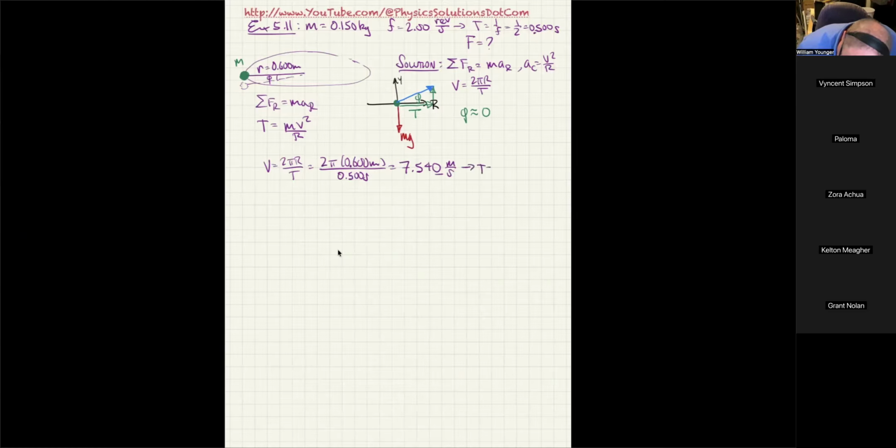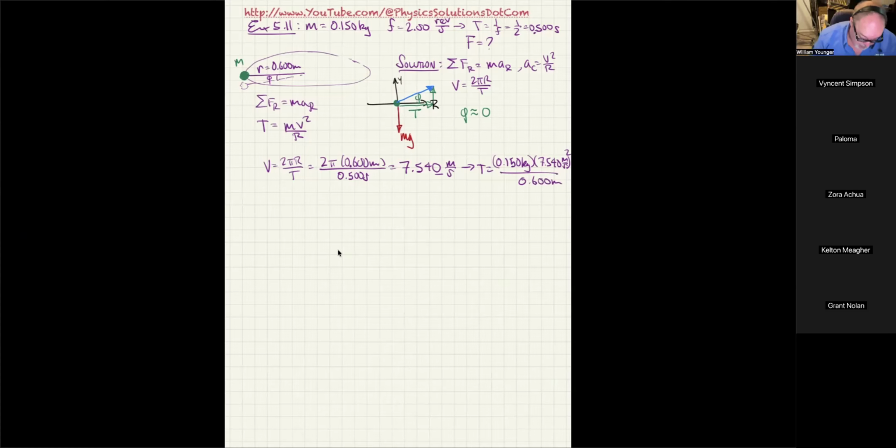Therefore, we get the tension is equal to 0.150 kilograms times 7.540 meters per second squared, over 0.600 meters.